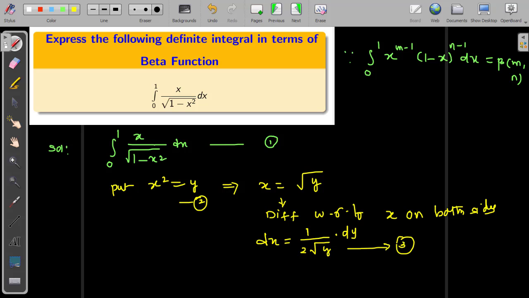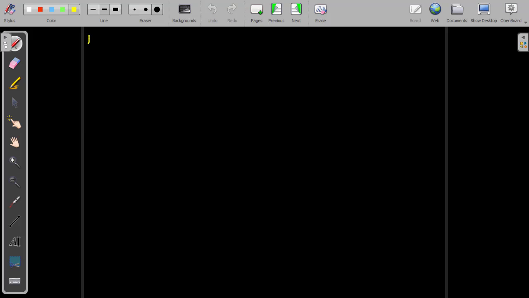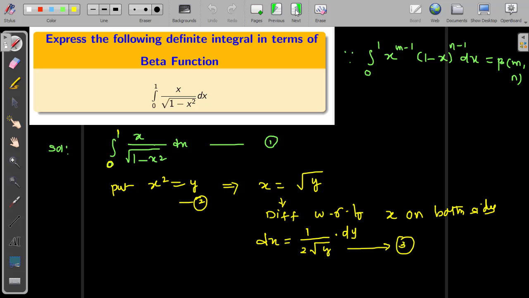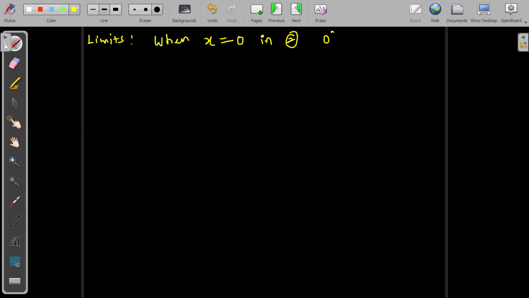Now it's a definite integral. Limits for x are 0 to 1. The next step is we will discuss the limits part, whether limits are changing or not. Lower limit: when x equals 0, substitute in equation number 2. Equation number 2 is x square equal to y. So 0 square equal to y. From this we get y equal to 0.